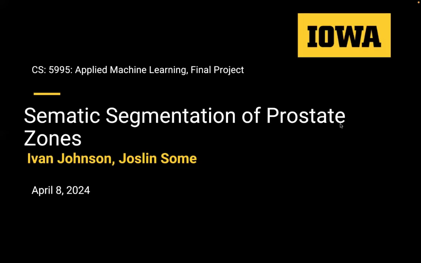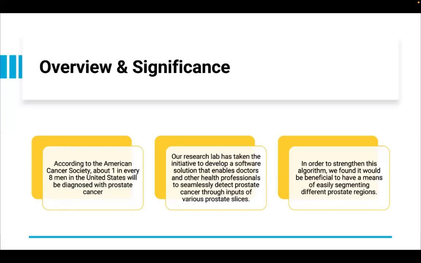Hello, everyone. We are Ivan Johnson and Jocelyn Some, and we were working on our project on semantic segmentation of different prostate zones. For the overview and significance of our project, prostate cancer is one of the most common malignancies among men. About 1 in 8 men in the US will be diagnosed with prostate cancer in general.